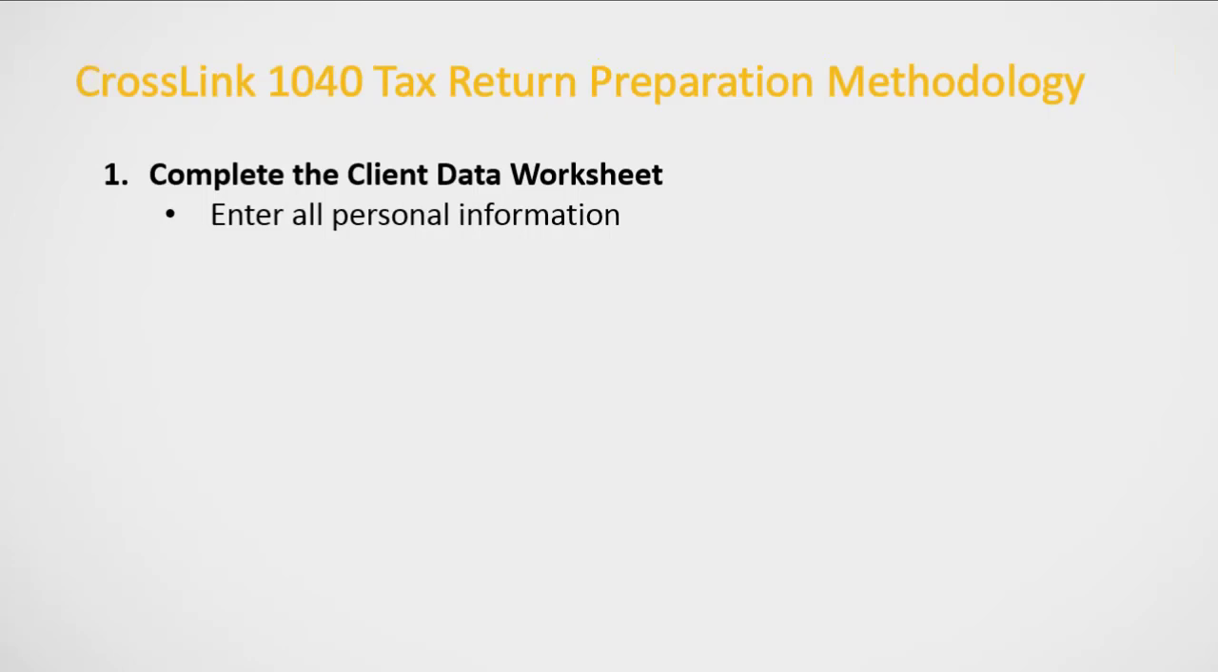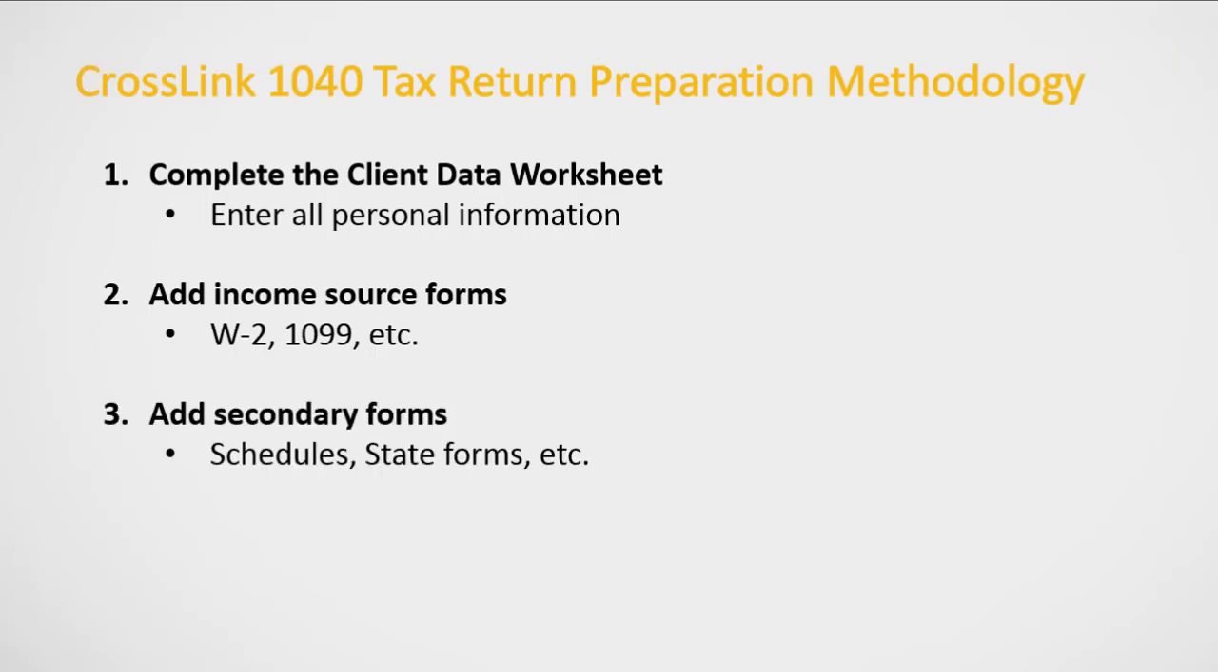and over again. Once we get the client data worksheet filled in, we can add our income source forms, our W-2s, W-2Gs, 1099s, any of those that report our income, we add those. Now, this is important because largely the methodology here is forms-based, and by that I mean we want to add the form before we enter information, and that again becomes important when we do our third thing here, which is add all of our secondary forms, our state forms, and our schedules.